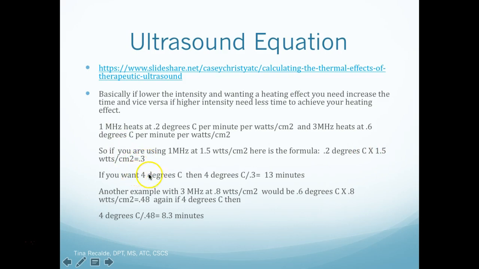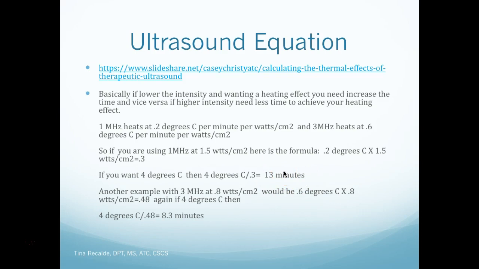So if you want 4 degrees Celsius to get that tissue extensibility going on, you can divide 4 by that 0.3, so that means you're going to need 13 minutes to get the effect that you're wanting. And so you're just going to plug in based on the settings. If you were only able to go to 1.0, you realize that it's going to change this, and this is going to increase the amount of time that you need to get that effect.